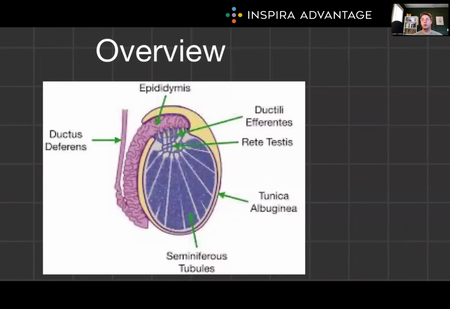Spermatogenesis is the process of producing sperm cells, or spermatozoa, from spermatogonial stem cells. This process takes place in the seminiferous tubules, these squiggly blue guys here, of the testes and involves several stages of cell division and differentiation. It begins at puberty and continues throughout a male's life.